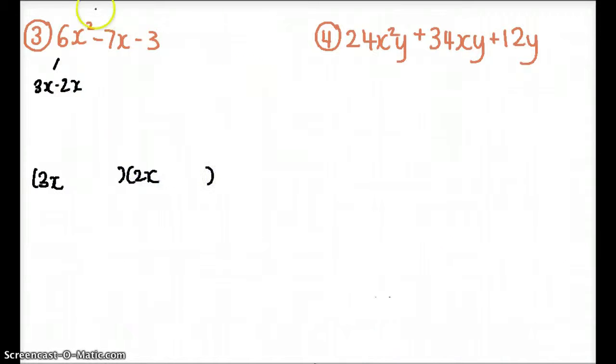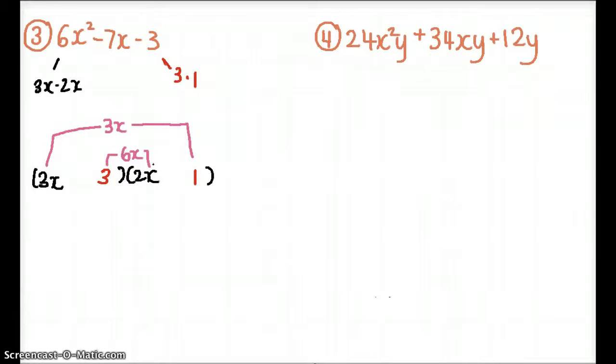And here it's negative 3, but we're going to pretend it's just a positive 3. The only factors that work is 3 times 1. So, but now we have to think of whether 3 comes here or 1 comes here first. So I'm just going to write 3 and 1 first. So I'm going to multiply the two outside numbers and I get 3x. Two inside numbers, I get 6x. But 6x plus 3x doesn't equal 7x, and 6x minus 2x doesn't equal 7x either, so these numbers don't work.